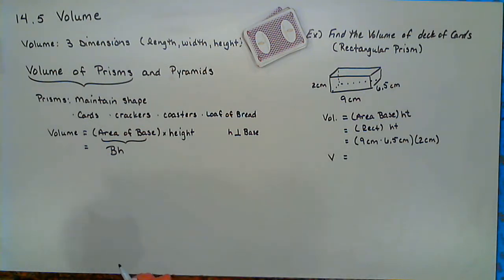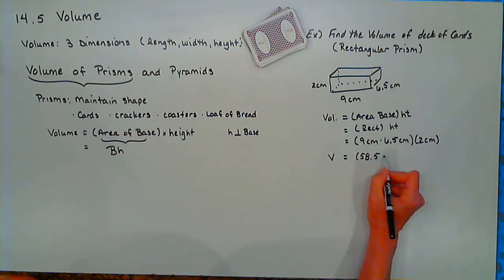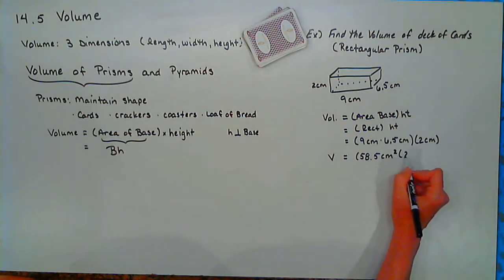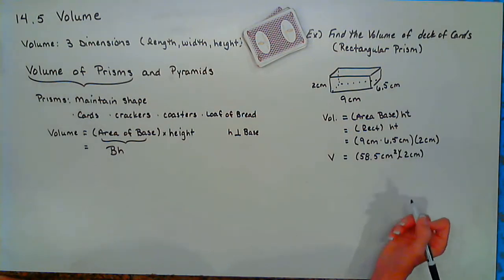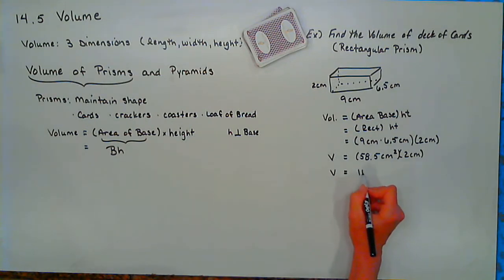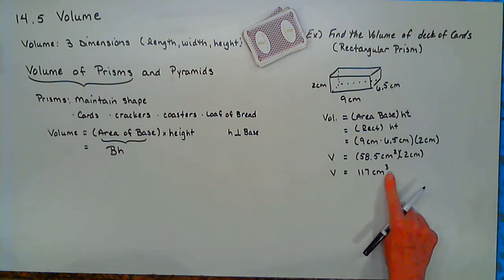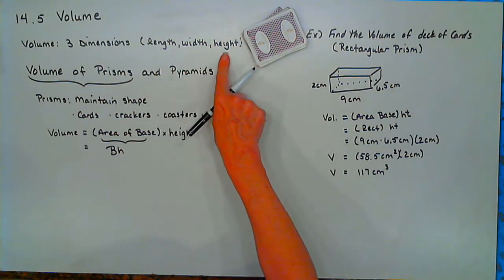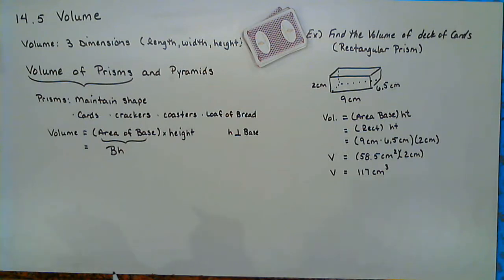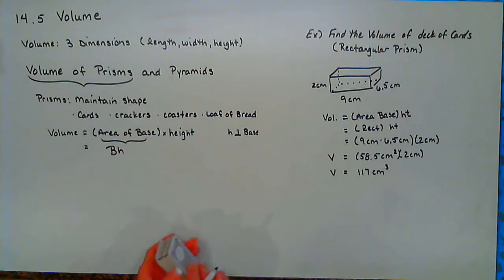Now this becomes a multiplication problem. 9 times 6.5 gives us 58.5 centimeters times centimeters, which is centimeters squared, times our height of 2 centimeters, leaves us with a volume of 117 centimeters to the third power. We needed it to be three-dimensional, because remember we are talking about length, width, height, the x, y, z plane. So that's your standard deck of cards, and it's a nice way to show them that it's just one card stacked on top, on top, on top.